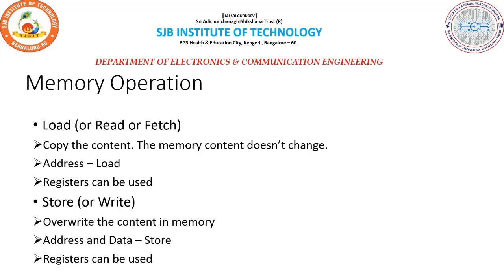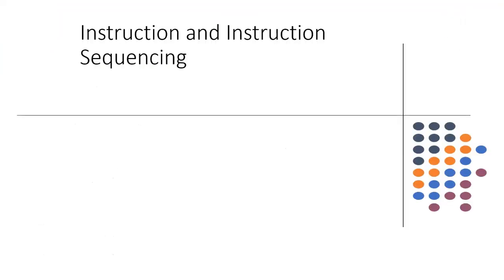Next is the memory operation, where load means load or read or fetch, which are similar terms. It copies the contents of the memory, so when copying, the memory contents do not change. Next is store or write, which overwrites the content in the memory. The address and the data are given, and registers can be used to store the data. Here the content of the memory is changed.